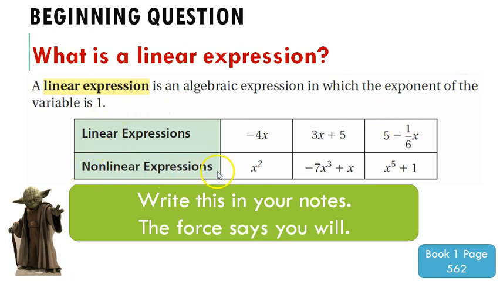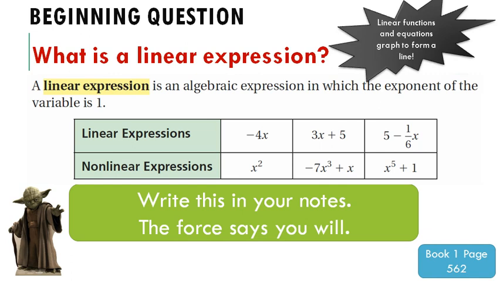Nonlinear expressions have variables with exponents greater than 1. x to the power of 2 is not a linear expression. Negative 7x to the power of 3 plus x is a nonlinear expression. And x to the power of 5 plus 1 is also nonlinear. Go ahead and write this in your notes. Pause the video now and then resume once you've finished. Let's move on.